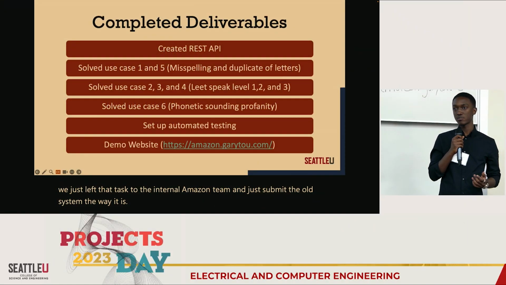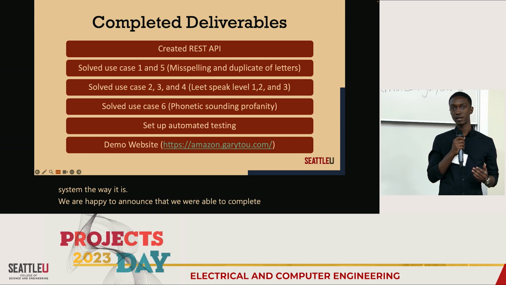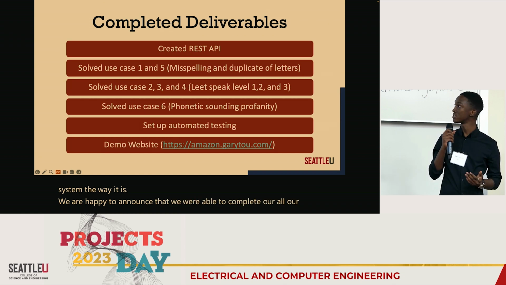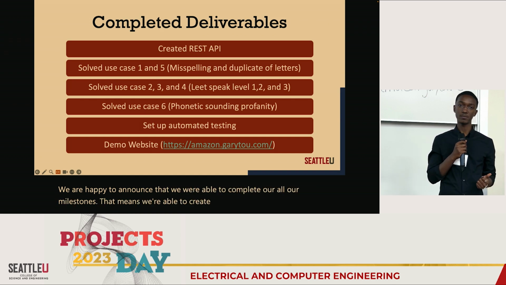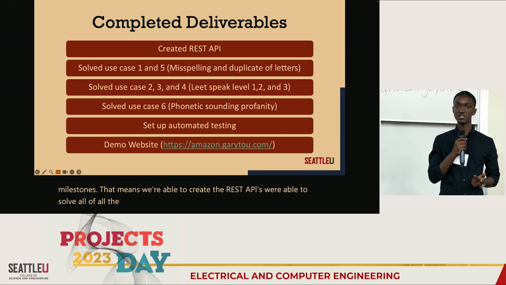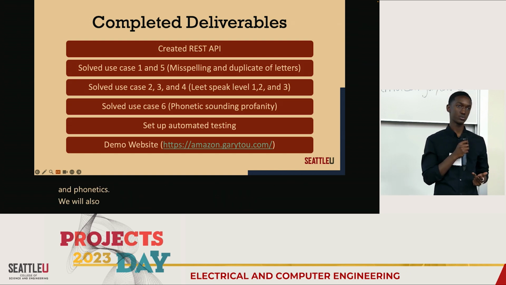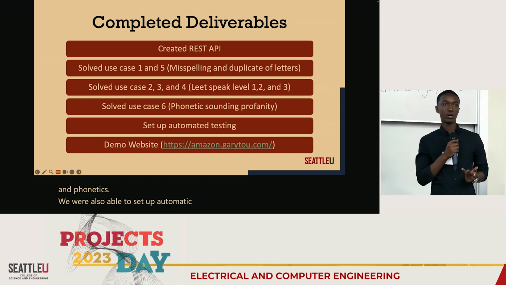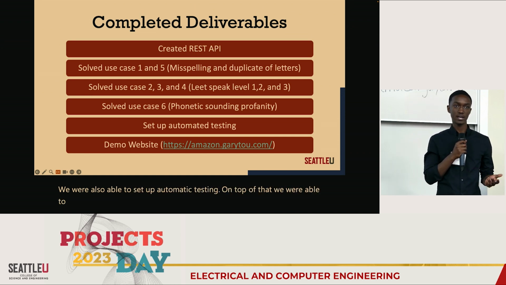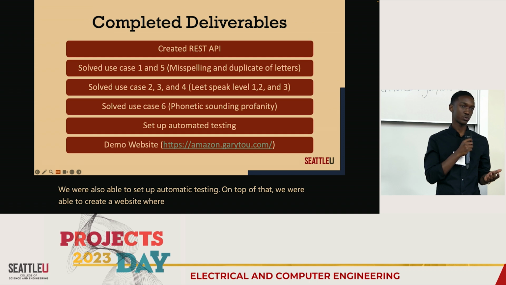We are happy to announce that we're able to complete all our milestones. That means we're able to create the REST API. We're able to solve all of our use cases. That's misspelling, duplicates, leet speak, and phonetics. We are also able to set up automated testing. On top of that, we were able to create a website where we can demonstrate our service capabilities.